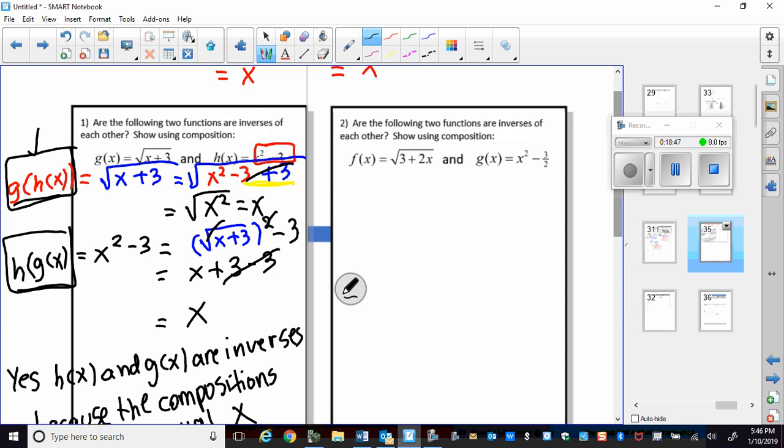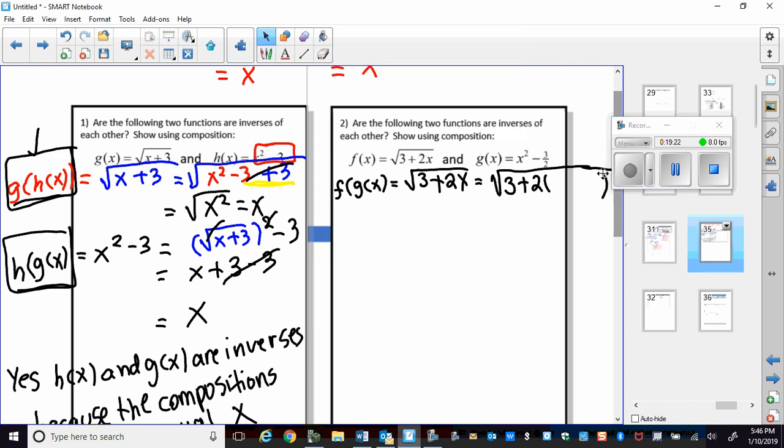So we're going to check the next two functions. We have f of x and g of x. So we're going to check, does f of g of x equal x? First we start off with what f of x is. It's the square root of 3 plus 2x. Then we're going to insert g of x into where the x is. We're going to replace that x with what g of x is. So that's x squared minus 3 halves.